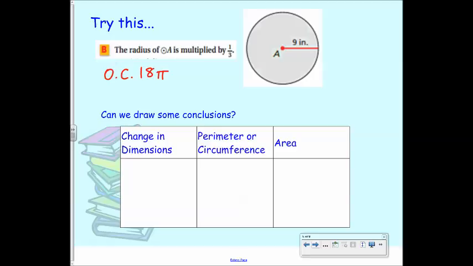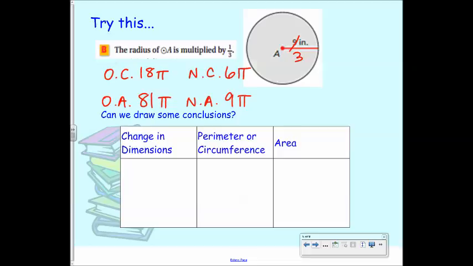All right, what's my original area? 81 pi. What's my new circumference? What happens if I multiply by 1/3? It's the same as doing what? Dividing by 3. So my radius becomes 3. So what's my new circumference? 6 pi. And then what's my new area? 9 pi.